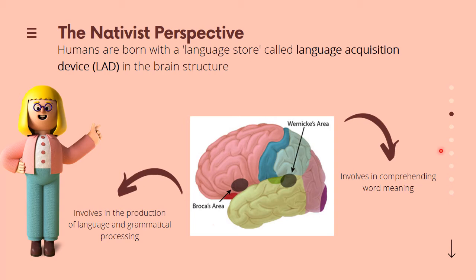And then the second area is Wernicke's area. It is involved in comprehending word meaning. Damage to this area has been shown to significantly affect speech comprehension, which means that the person's speech may be meaningless.